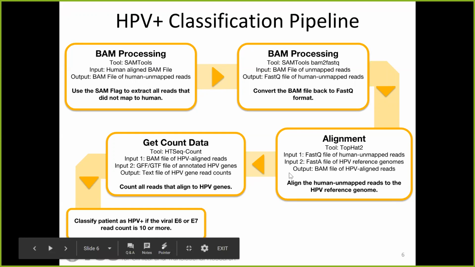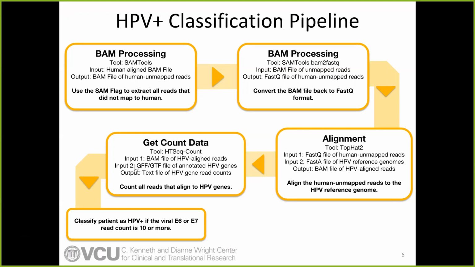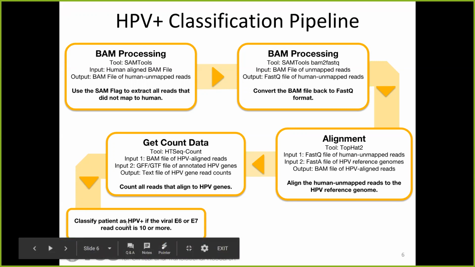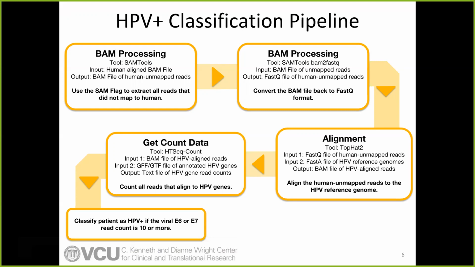So once the alignment was done, I had the annotated genomes for the HPV reference genome, where all the genes were located. And so we got the count data using HTSeq count. And then once we got that count data, we didn't have to do anything to it. All we did was, if there's a read count of 10 or more for E6 or E7, we counted that patient as HPV positive. And through this method, we were able to classify the patients as HPV positive or negative. And we actually found that the TCGA P16 staining classifications misclassified about 10% of the patients.